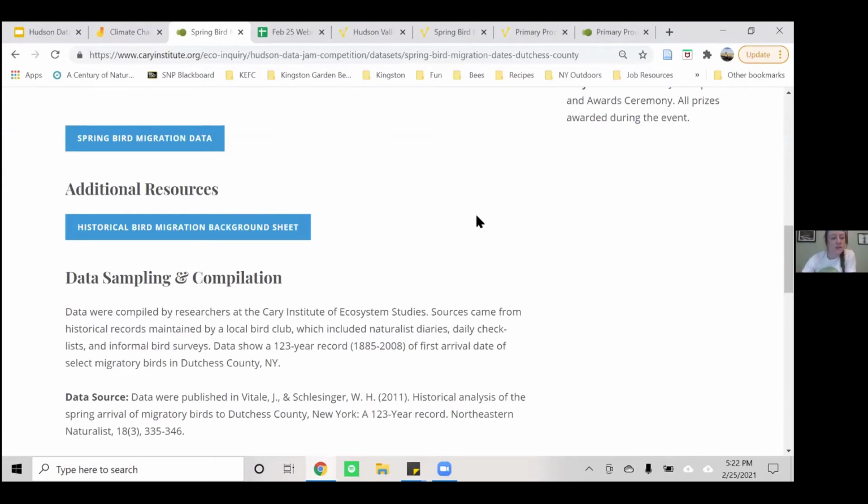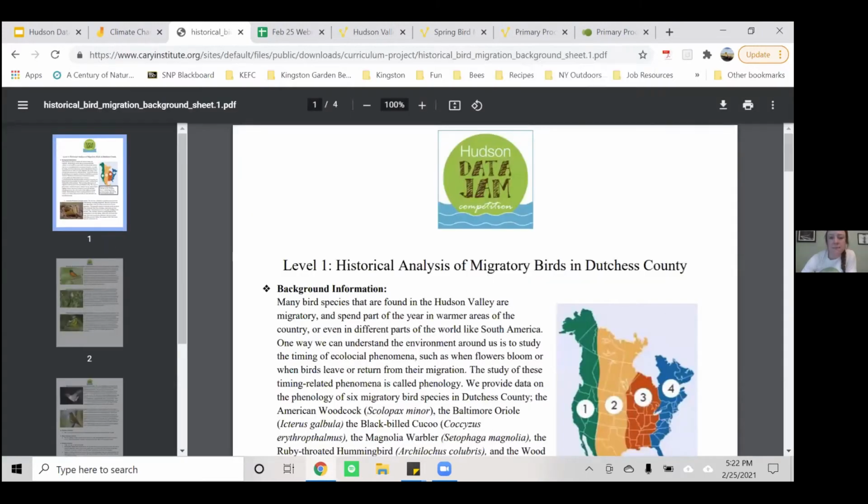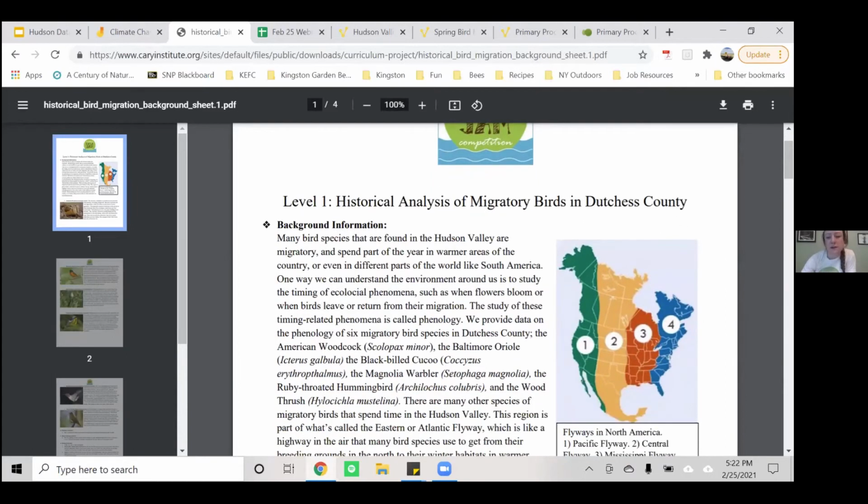So to show you how to navigate into this data set, the first thing that's really important is it has some resources that tell you more about the data. If you look right here, we have a link to the historical bird migration background sheet. And I'm going to open that up because this tells you all about the data set. And it will show you the metadata of who collected the data, how they did, what the variables were, etc.